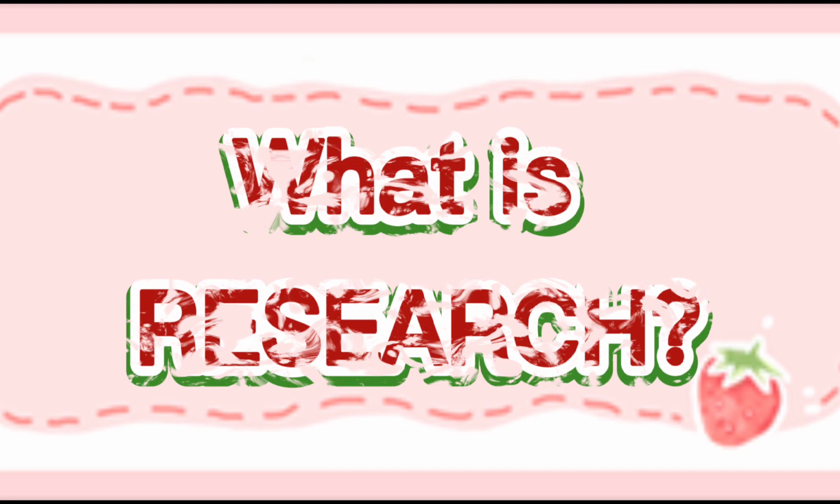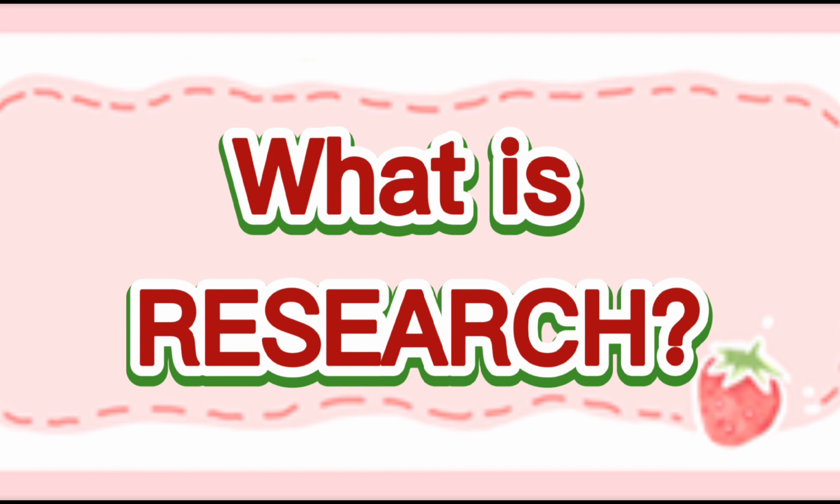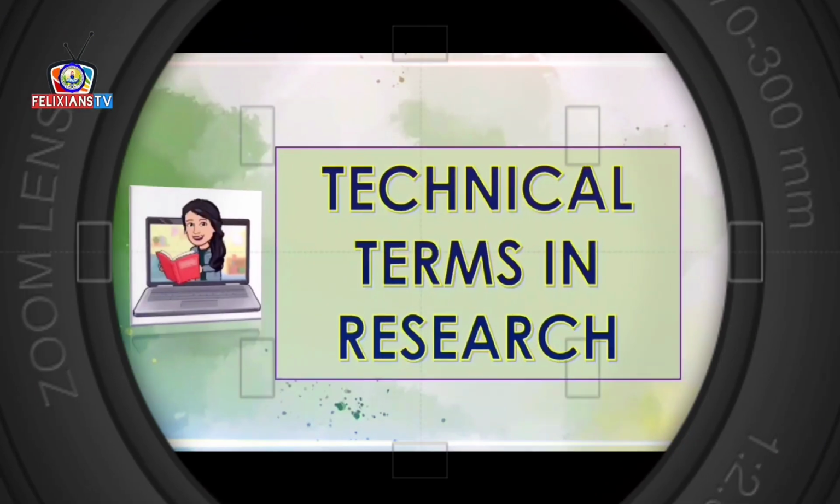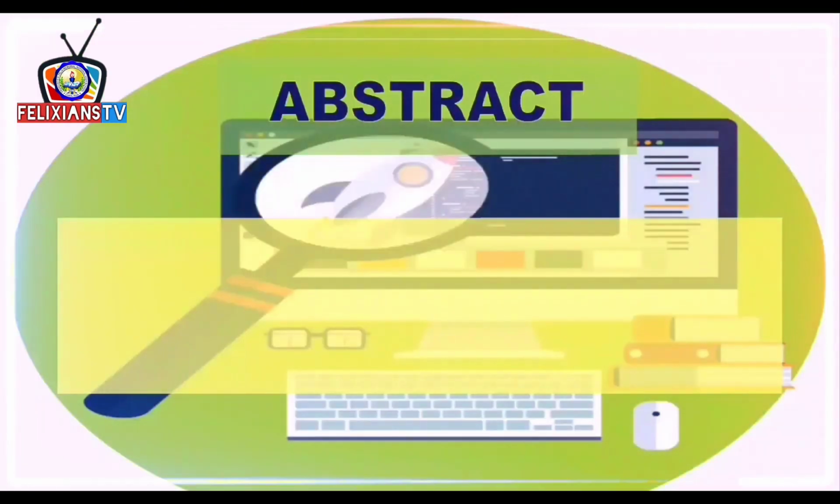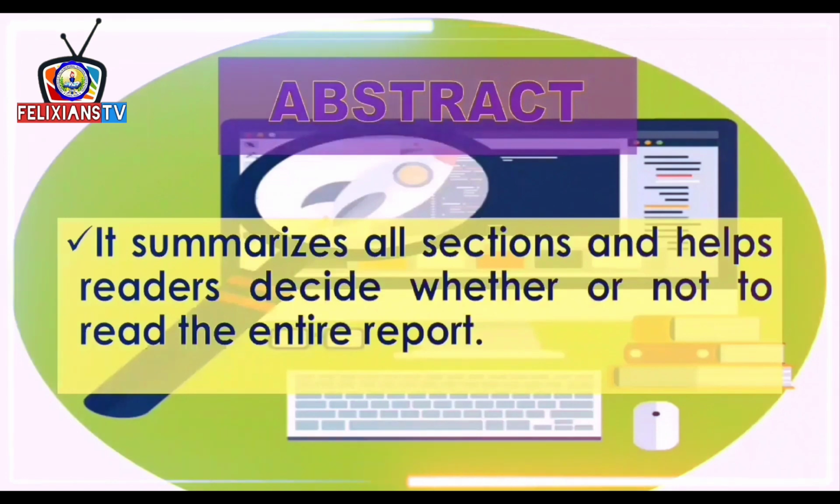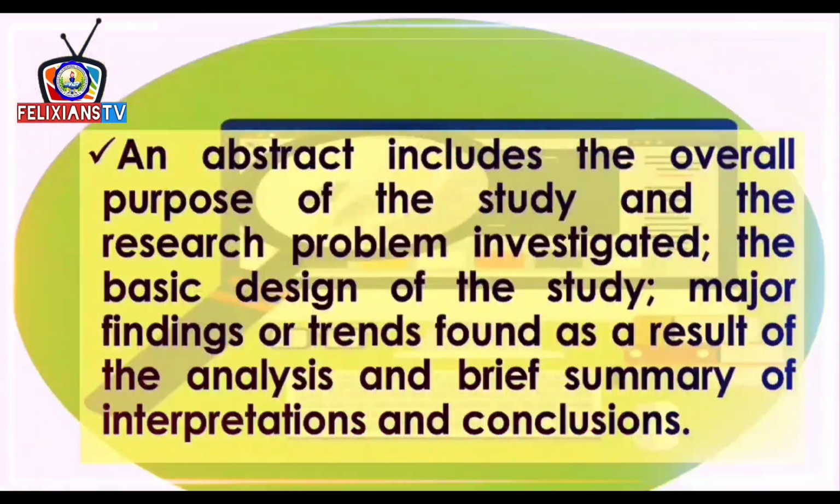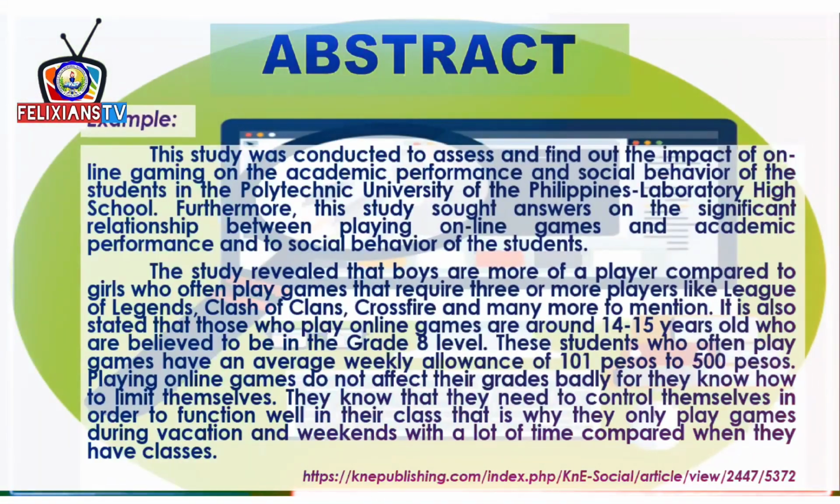Now that you understand the definition of research, you are now ready to encounter the technical terms in research. Come and join me to explore technical terms with research. Let's start this with a definition of abstract. It summarizes all sections and helps readers decide whether or not to read the entire report. An abstract includes the overall purpose of the study and the research problem investigated, the basic design of the study, major findings or trends found as a result of the analysis, and brief summary of the interpretations and conclusions. Here's an example of abstract.